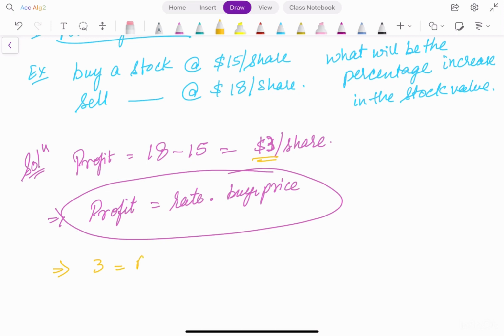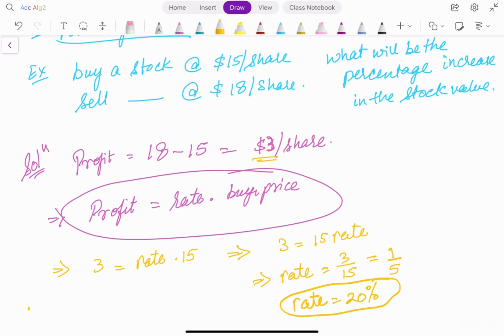So we just calculated the profit is $3. I don't know the rate yet. And what is the buying price? Buying price is 15. So we have 3 is equal to 15 times rate, and that will give you the rate as 20%, or 1/5.